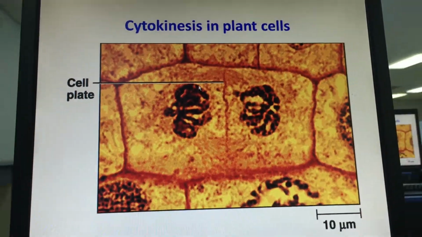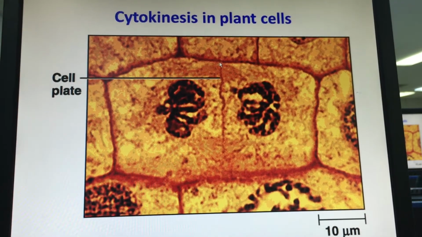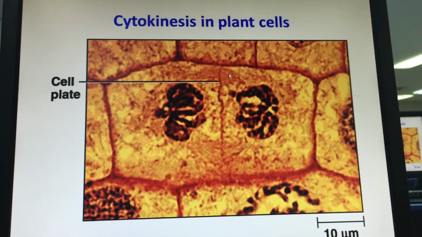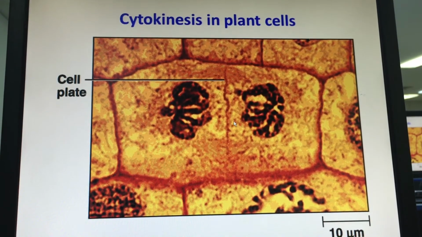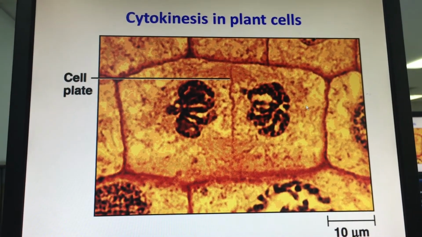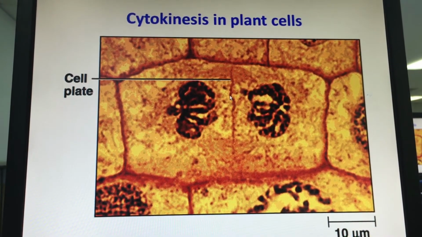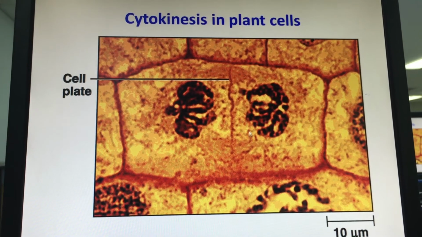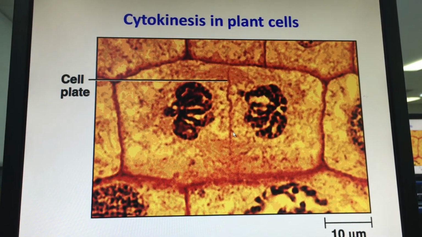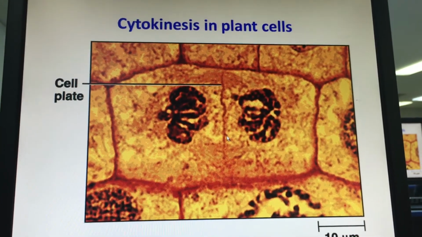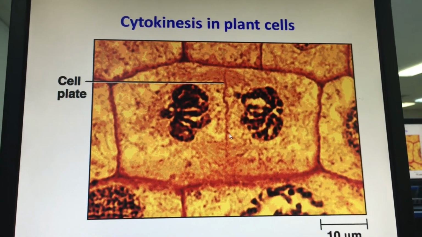Animal or plant? Plant, easily. What stage are we in? Telophase, right? Two masses in different poles of the cell. Do we have cytokinesis in this section? Yeah, here it is. We have a cell plate forming in the middle of the cell to separate the two new sets of chromosomes.